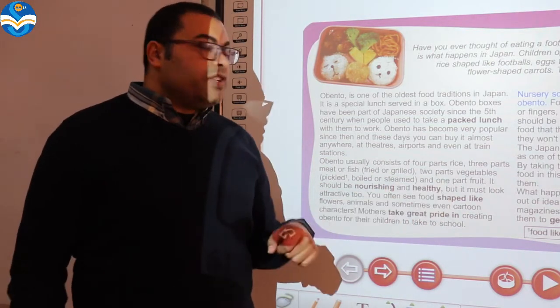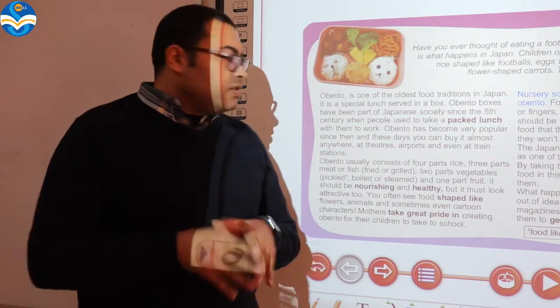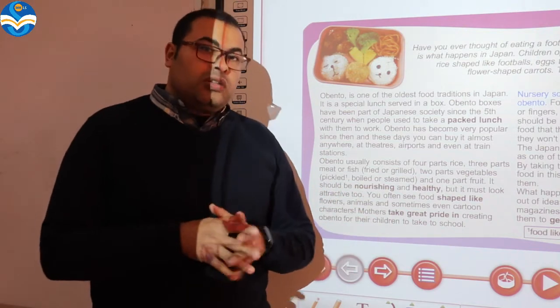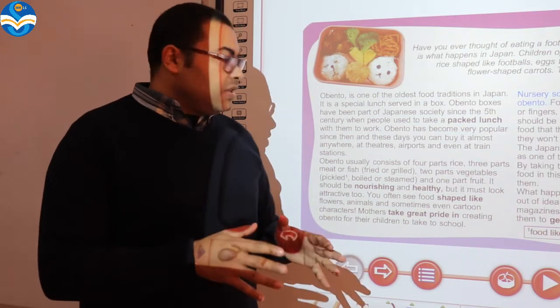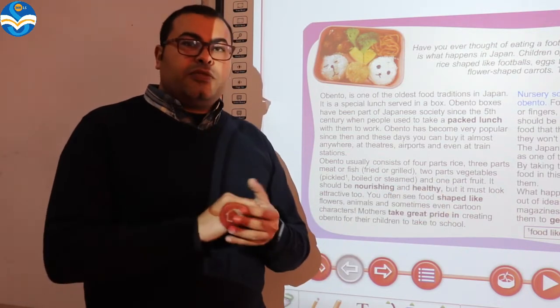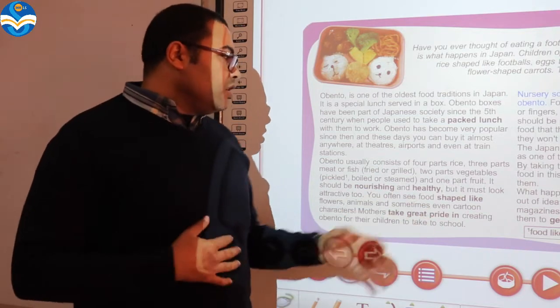2 parts of vegetables. So vegetables are a main ingredient in this box. Pickled, boiled, steamed, whatever it's called. So we must have vegetables in this box. And 1 part of fruit, so we can't forget that. Something sweet will be delicious in your lunchbox.